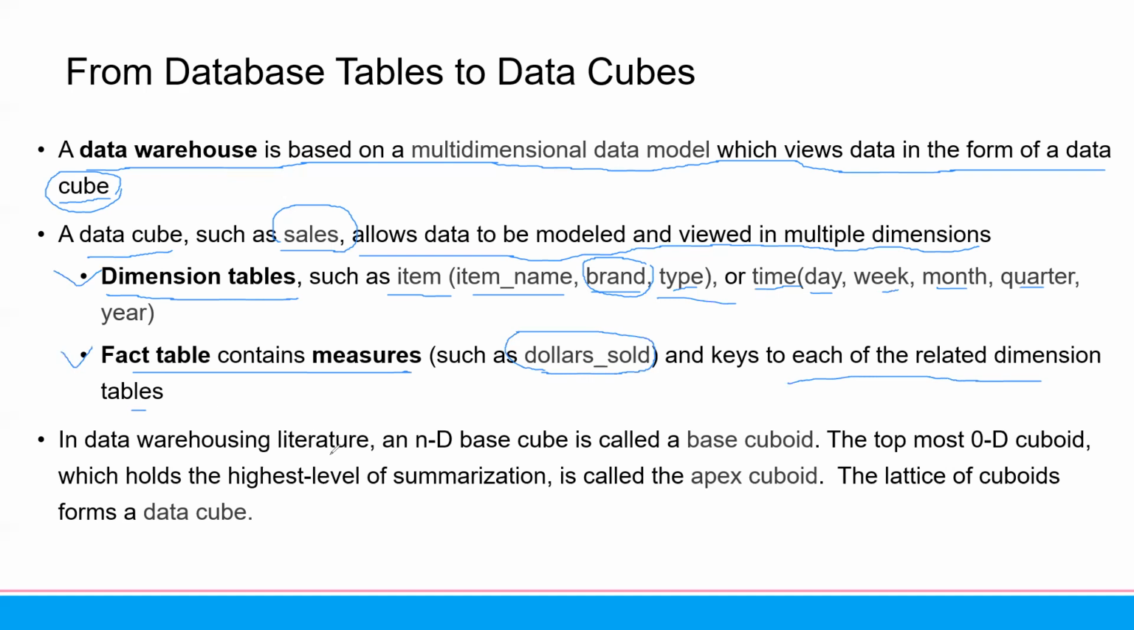In the data warehouse literature, we have the nD base cuboid. Okay. N means any number or an integer number, and it is a base cuboid. The topmost is the 0D cuboid, which is the highest level of summarization, and we call it the apex cuboid. And we can make what we call the lattice of cuboids. The name of the lattice of cuboids, we call it the data cube. What does it mean? Let's see.